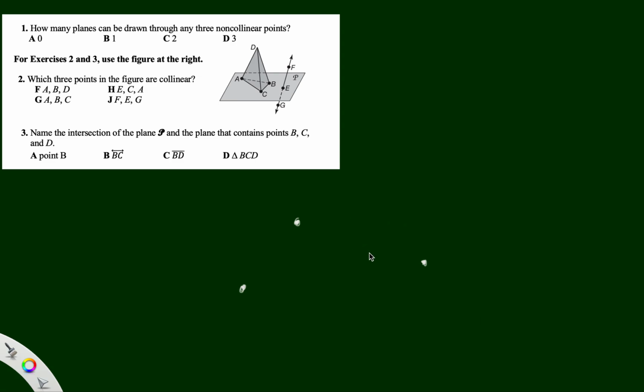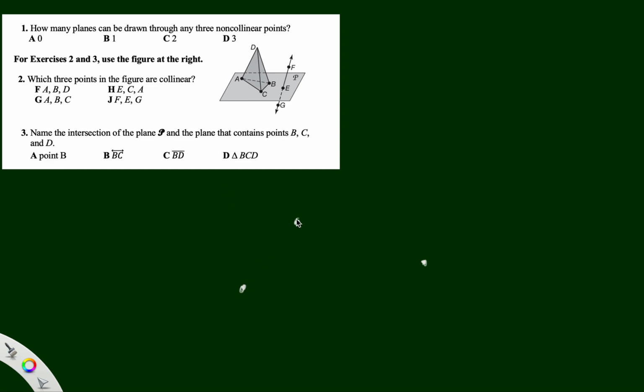This is the big review for tomorrow's test. It starts off with number 1, which is going to be on every single test because I need you to understand this idea. It asks how many planes can be drawn through any 3 non-collinear points.